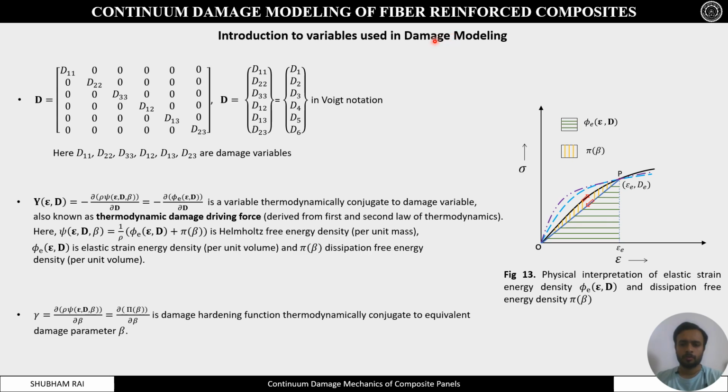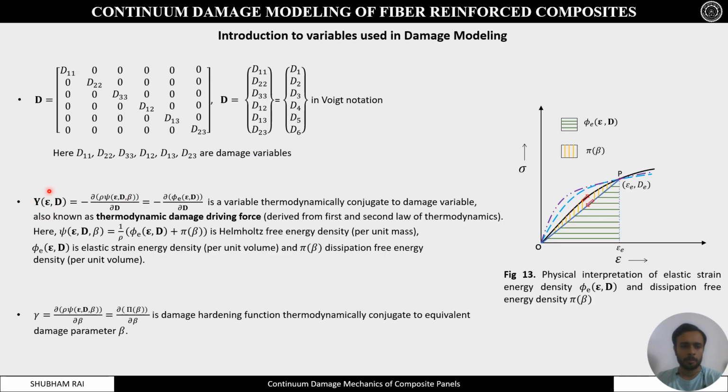Now, there are some variables that we are going to use for continuum damage modeling. The first one is the damage tensor. It has 6 components in its principal direction. In Voigt's notation, it is represented by a vector. We are going to use two more damage variables.